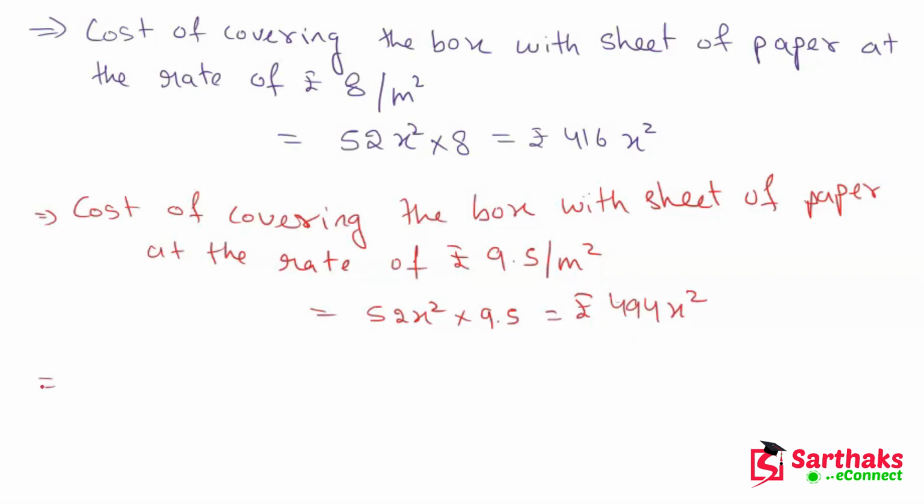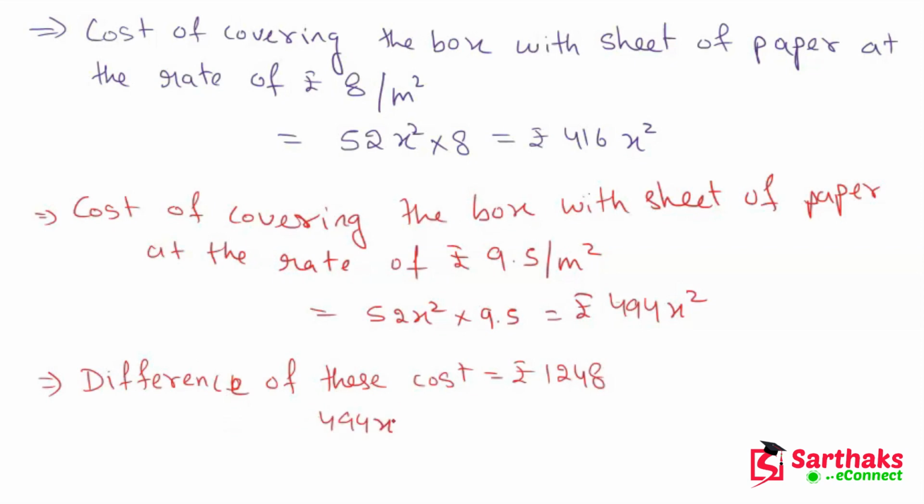Now the difference of these costs is rupees 1248. So we have 494x square minus 416x square, which is equal to 1248.